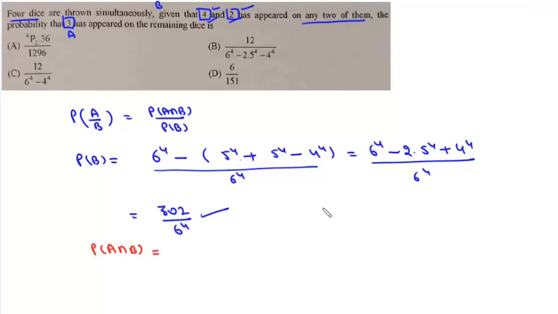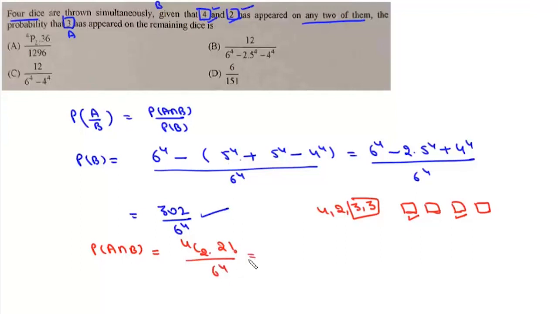Now in A intersection B, we have a 4, we have a 2, and then we have 2 3s. Now in this case, out of these 4 dice, we need to select 2 dice for these 3 and 3. So out of these 4, we can select any 2 in 4C2 ways. Now the remaining 2 dice, we can distribute 4 and 2 in factorial 2 ways. So that will be 4C2 into factorial 2 divided by 6 to the power 4. Now 4C2 into factorial 2 is 12 upon 6 to the power 4.